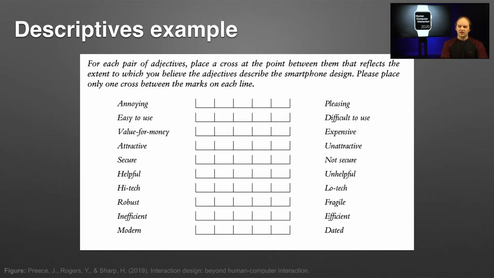So I want to give you some examples of things that you might do in evaluating your interface or a product. This comes from the Interaction Design book. It's a hypothetical example, I should say, where you have somebody evaluating two smartphone designs. They've got these semantic differential scales here, right? You've got opposites on each side, so annoying and pleasing, secure and not secure. And you're going to have the participant interact with the device and then mark on each one where they feel the device goes.